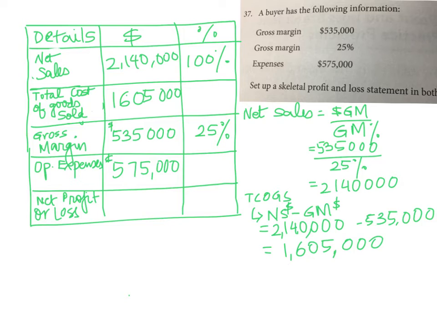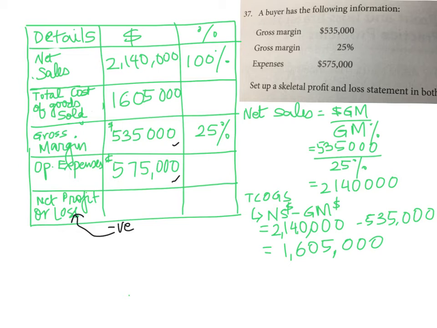Now in this question you would notice that gross margin is actually less than operating expenses. That means the company actually spent more on operating expenses than the money they made by selling the goods. When gross margin is less than operating expenses, you can expect a negative number here, and this would indicate that there were actually losses instead of profit.